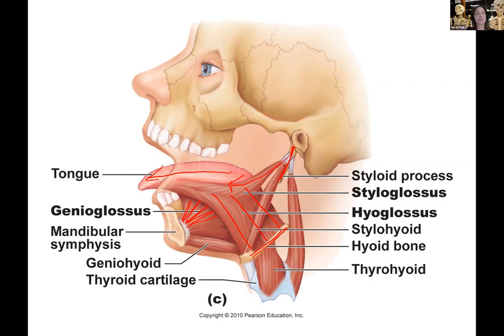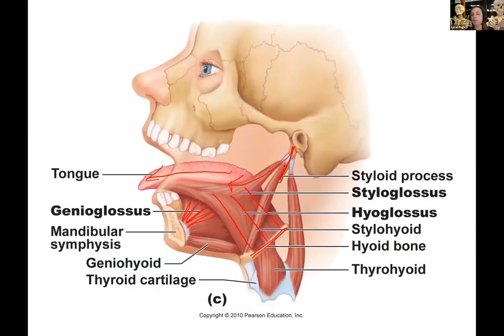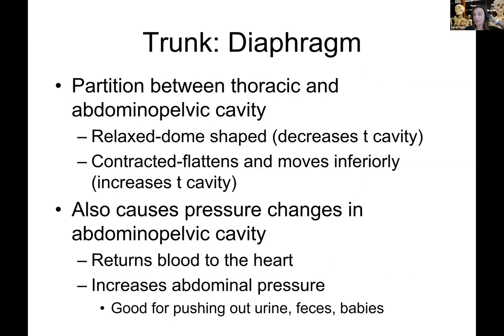So remember, what one muscle does, another muscle or group of muscles will undo. So the genioglossus sticks your tongue out. The styloglossus will pull it back in. Okay, it'll retract that tongue. Okay, so those are some of our tongue muscles, extrinsic tongue muscles.